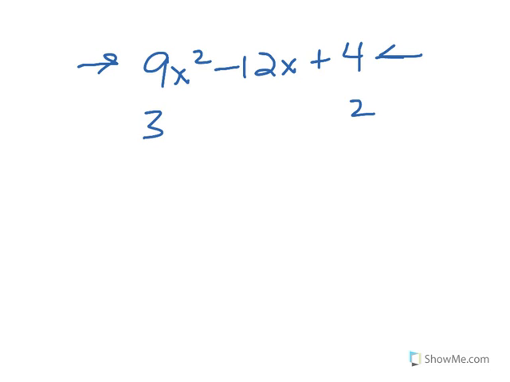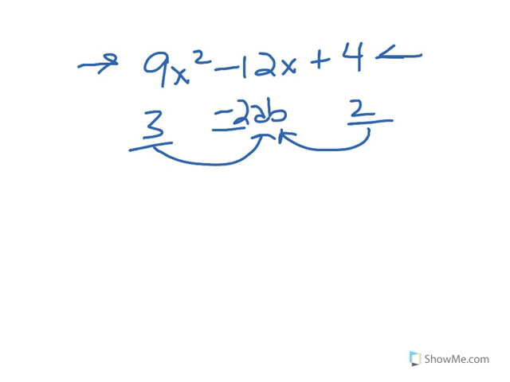Remember, this middle term is negative 2ab if we have a square situation. Well, 3 is a, 2 is b. What is negative 2 times 3 times 2? It's negative 12. It matches this. We have a square trinomial here. Well, it's going to be a pretty easy factor then. It's going to be 3x minus 2 squared.